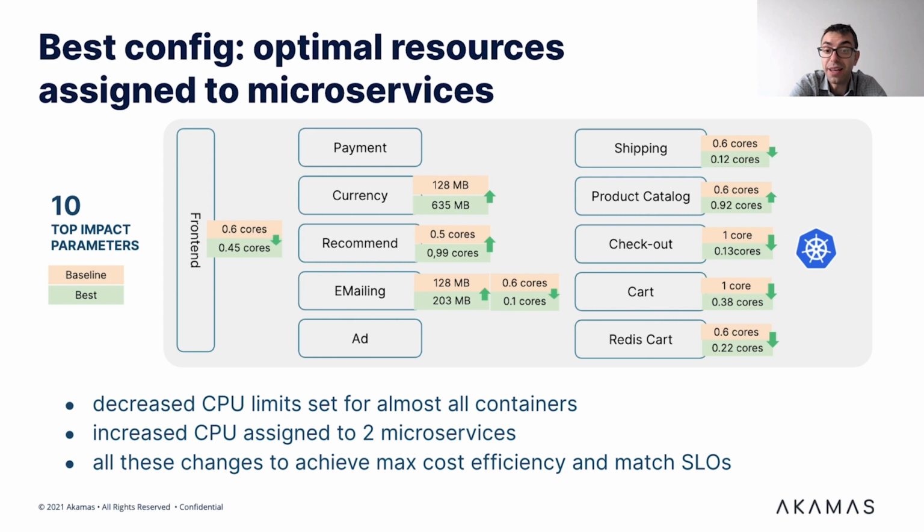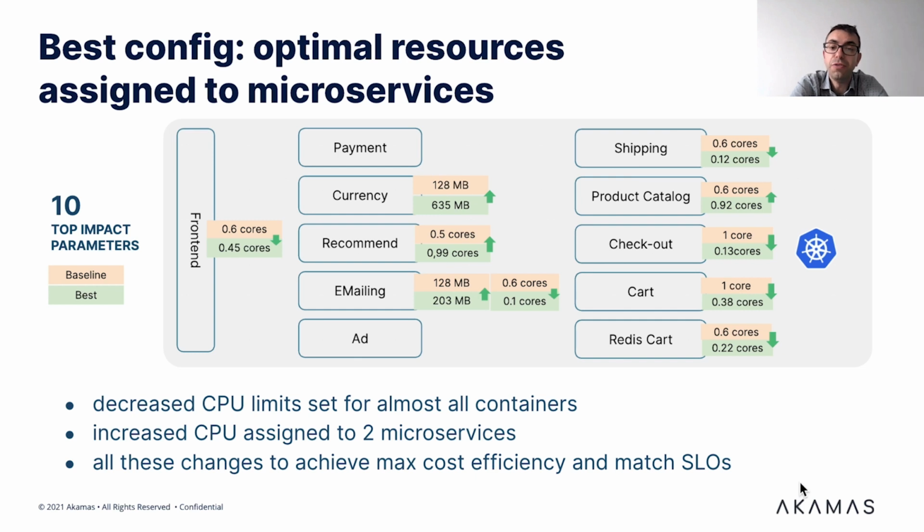However, it also automatically learned that two particular microservices, the product catalog and the recommendation, were under-provisioned, and thus increased both their assigned CPU and memory. All these changes at the microservice level were critical to achieve the optimization goals that we set on the overall service, which is to maximize the throughput and lower cost, while still matching the SLOs.